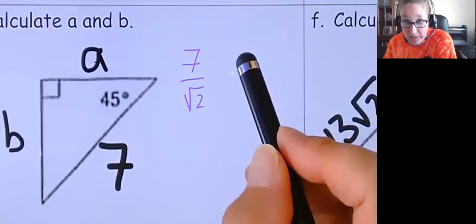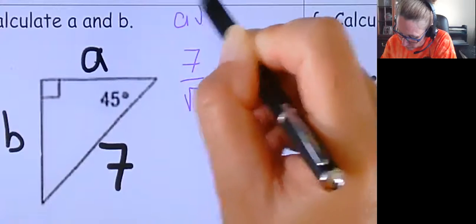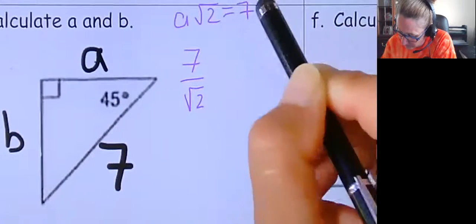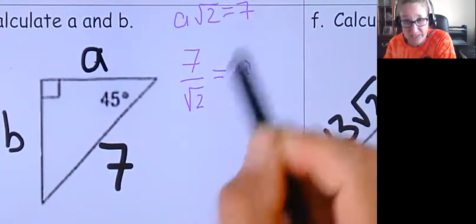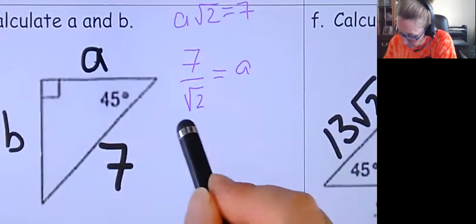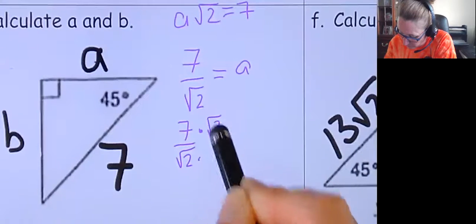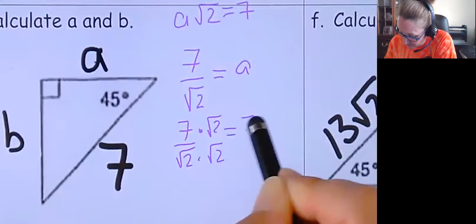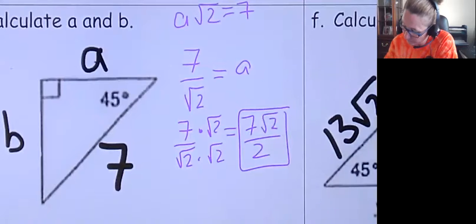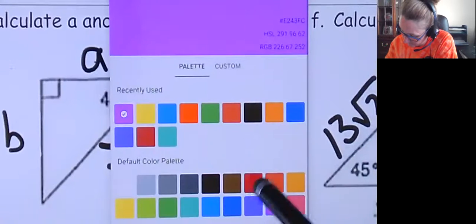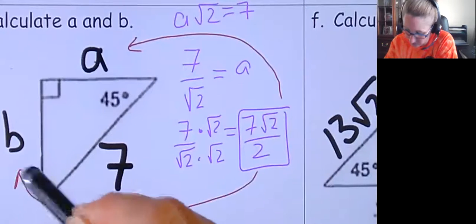Another way to think about that, and I'll write it right up here, is we know A root 2 is going to be 7. And when I try to get A by itself, I'm going to divide by root 2. So you see, really both of these ideas are the same. But I do need to rationalize, so let me do that. Let me rewrite this. I need to times both top and bottom by a root 2. So I get 7 root 2 over 2. And that is both my A and my B.